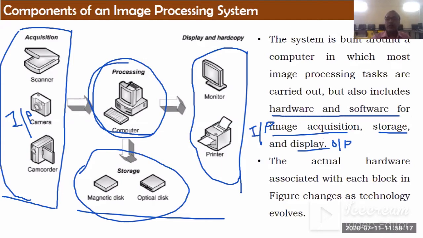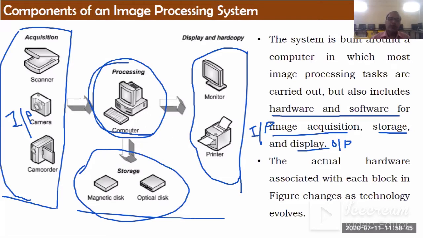See, in our definition, digital image processing is nothing but processing of a digital image using a digital computer. So the computer system is the central unit here. For that purpose, it requires some input, it can produce some output, and it requires some storage. So based on that, some hardware and some software are required. The actual hardware associated with each block will be shown here.